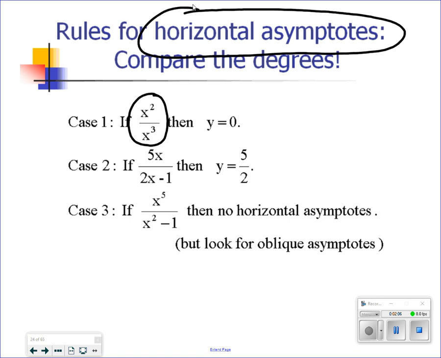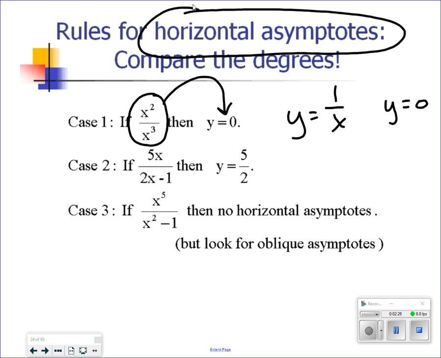So notice you have an x squared on top and an x cubed on the bottom. Anytime the degree of the top is smaller than the degree of the bottom, it's an automatic horizontal asymptote at y equals 0. So I'm going to do another example there. 1 over x. That has a horizontal asymptote at y equals 0.